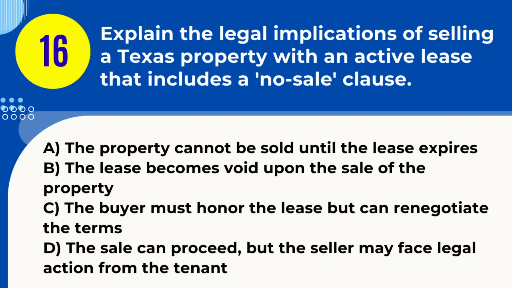Question 16. Explain the legal implications of selling a Texas property with an active lease that includes a no-sale clause. A. The property cannot be sold until the lease expires. B. The lease becomes void upon the sale of the property. C. The buyer must honor the lease but can renegotiate the terms. D. The sale can proceed, but the seller may face legal action from the tenant. Answer. D. The sale can proceed, but the seller may face legal action from the tenant.